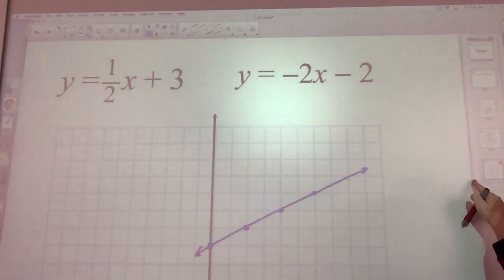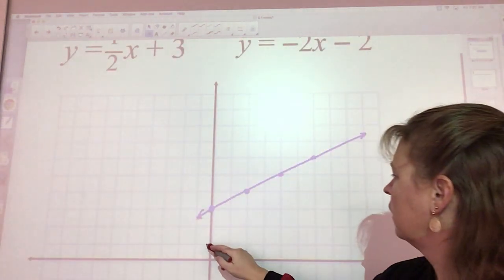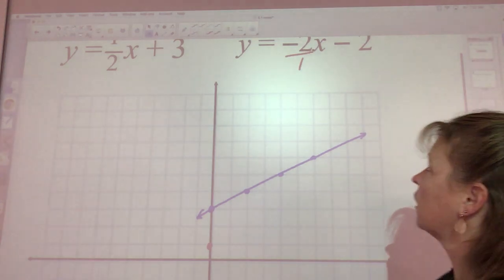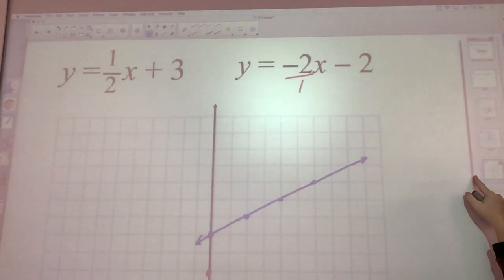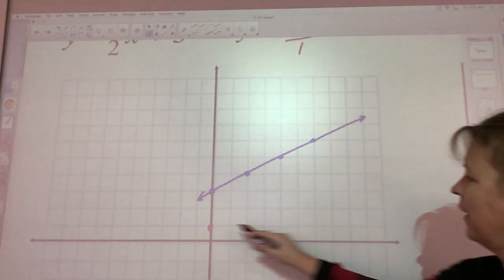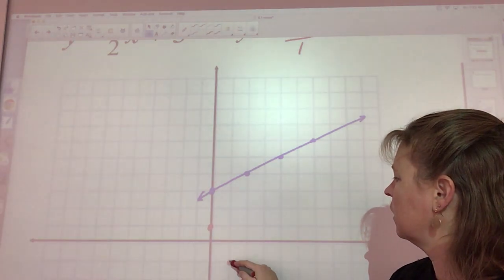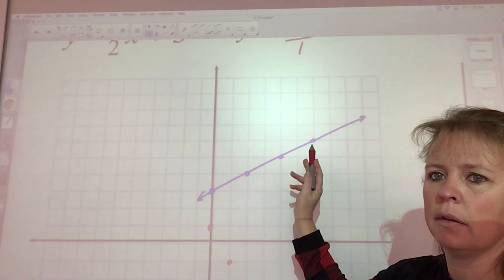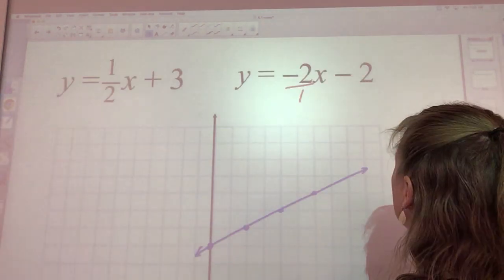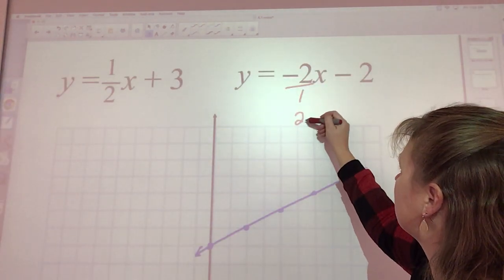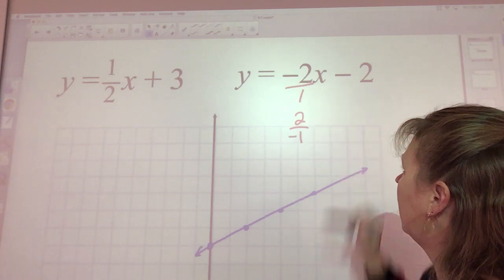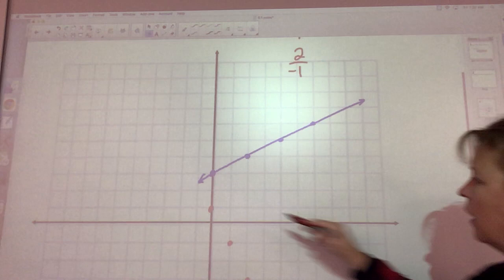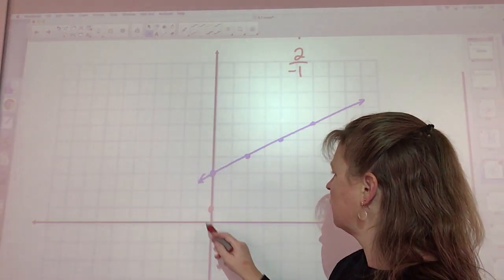Red line, down 2. And then we're going to go down 2 over 1. Down 2, right 1. If I go down 2 and to the right 1, I'm going to keep getting further and further away from the blue line. So I'm going to have to switch it up, move my negative, and instead go up 2 and left 1. Put the negative in the denominator. Up 2 and left 1.